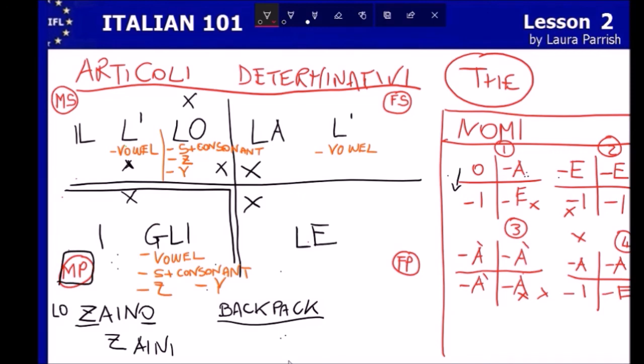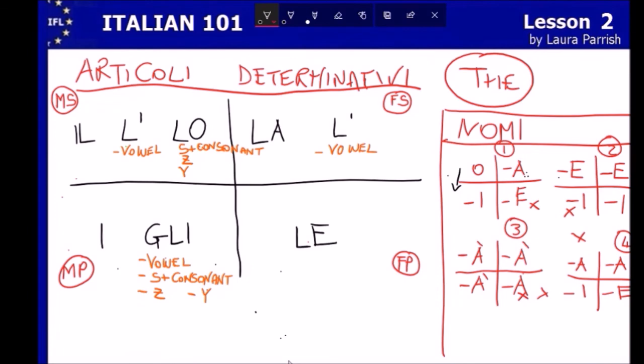Then you look inside. We start with the one on the right and you go by exclusion. Does it start with a vowel? No. Does it start with S plus consonant? No. Does it start with Z? Yes. So this is the right article, gli. But watch the exercise video where I explain that very, very well. So now let's write another word. For example, let's write scoiattolo.